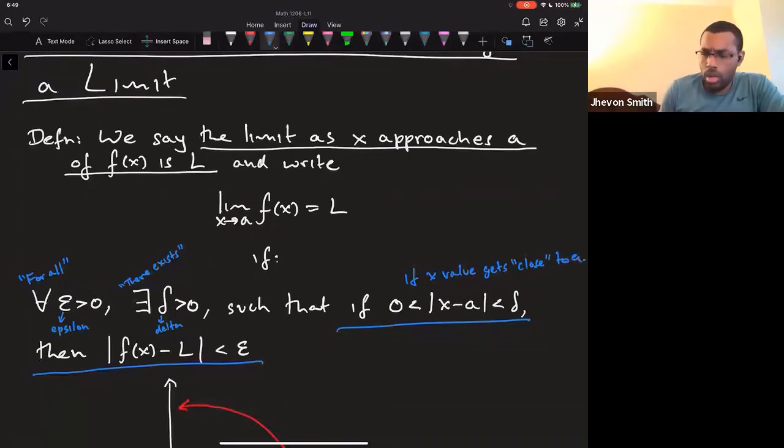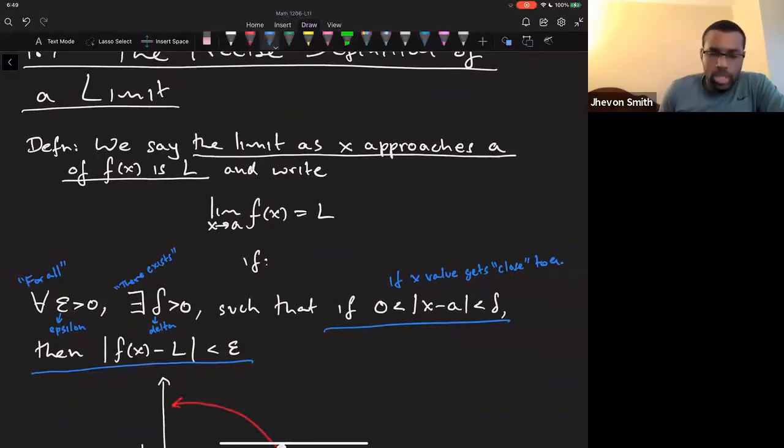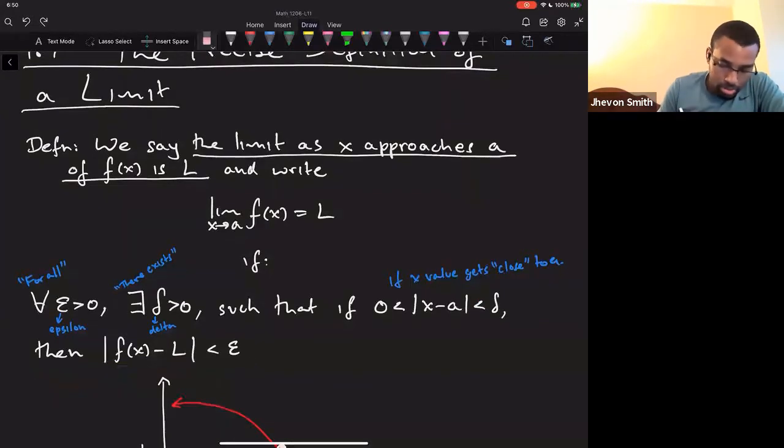So before, the x value getting close to a was a very vague idea. But here we're making it precise. What do you mean by close? I mean specifically within delta distance. It's within delta units of a. So that's what I mean specifically by close in this case. If the x gets close to a, the y values, which are the outputs, the f of x's, will get close to L. So that's what this is saying right here.